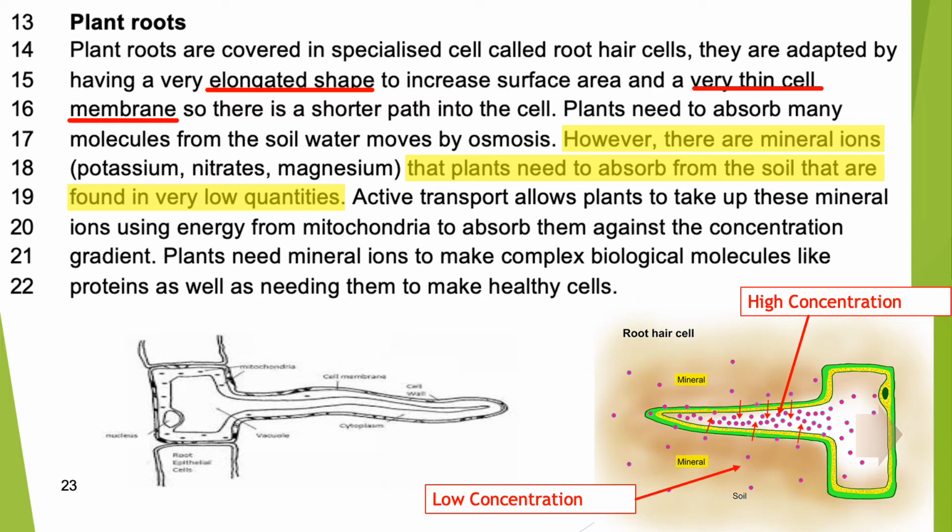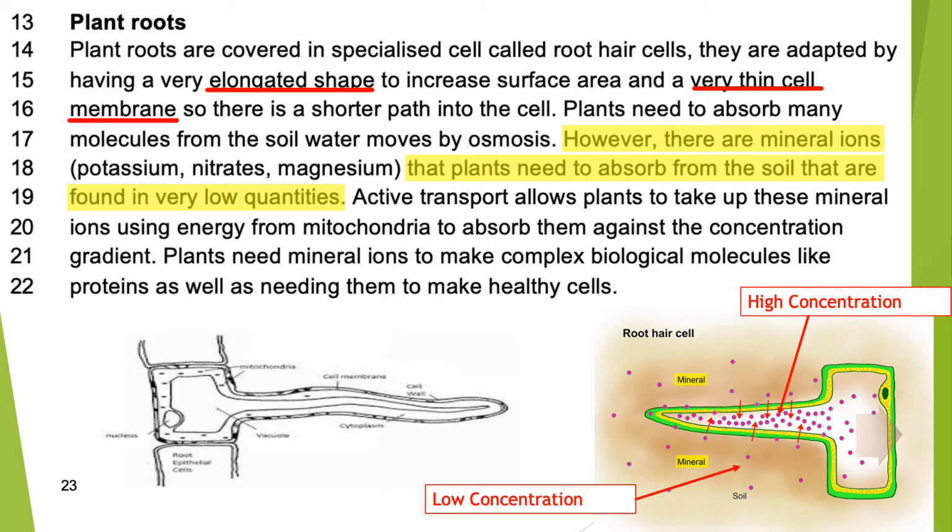All right, so take a look at the picture on the bottom right here. You have a plant cell with an elongated shape, right? And the little red dots are your minerals, right? The minerals like potassium, nitrates, magnesium. And the first thing that you're going to notice is that outside of the cell in the soil, there's a very low concentration. Okay, and if you look inside the cell, there's a very high concentration of nitrates, potassium, magnesium.